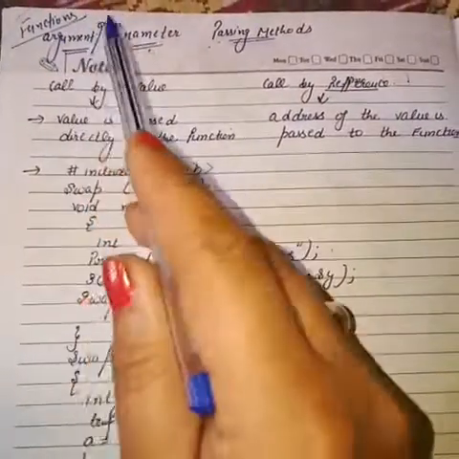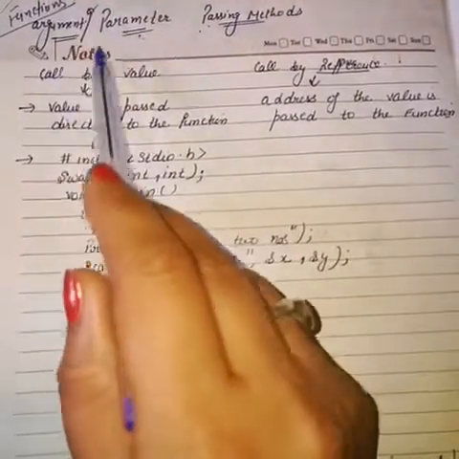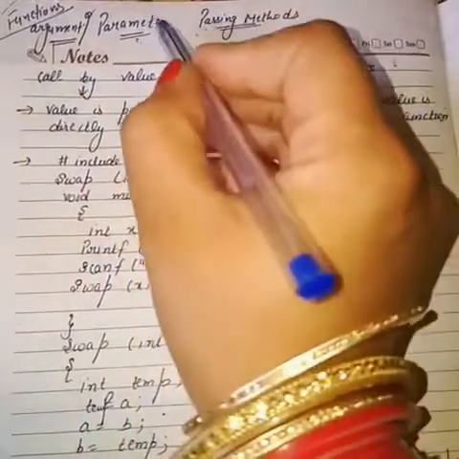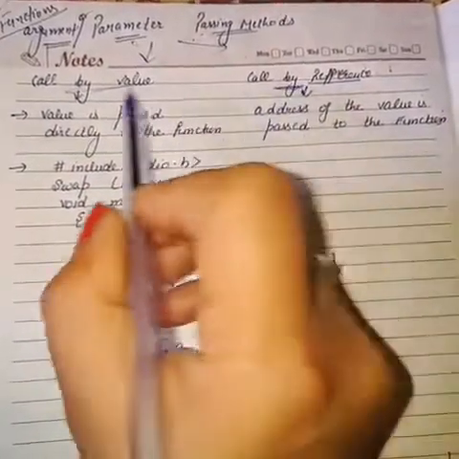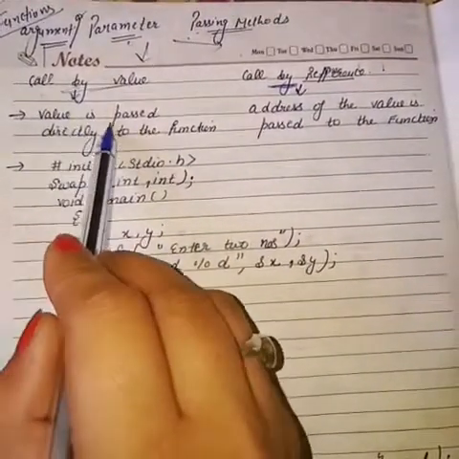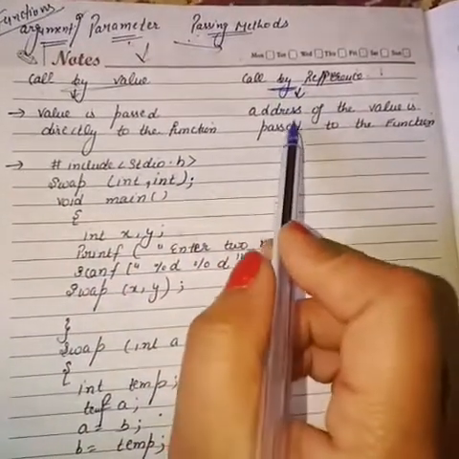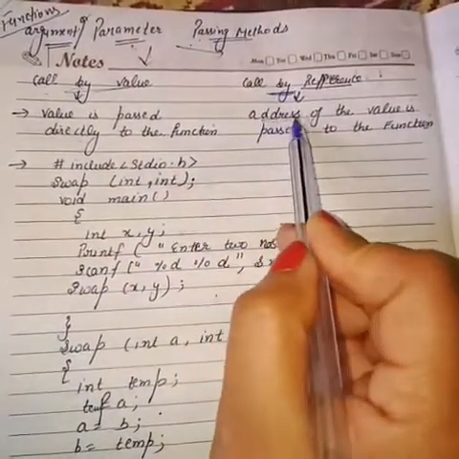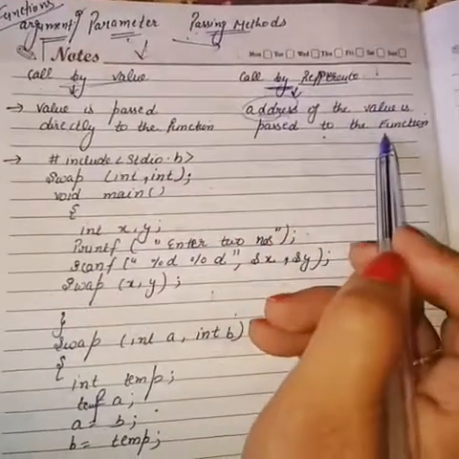In functions, the next topic is the parameter passing methods, or the argument passing methods. The parameter passing methods have two types. The first one is call by value and the second one is call by reference. First of all, call by value means the value is passed directly to the function, but in case of call by reference, instead of the value, the address of that value is passed to the function.